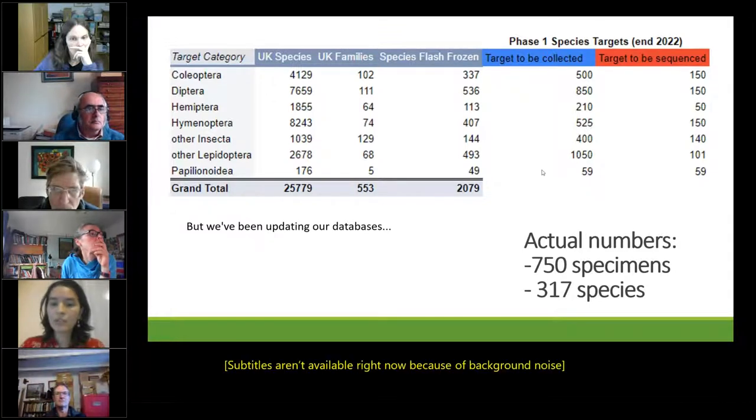So at the Natural History Museum, we have 750 specimens of 317 species, which is quite good. However, obviously, if we want to hit that 850 target, we do have a little bit more to go.